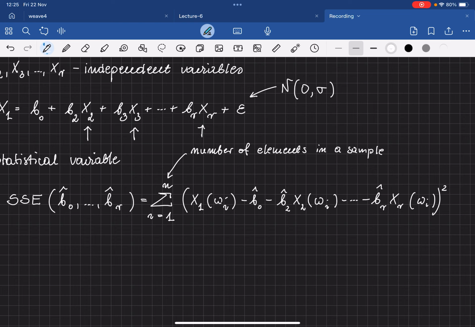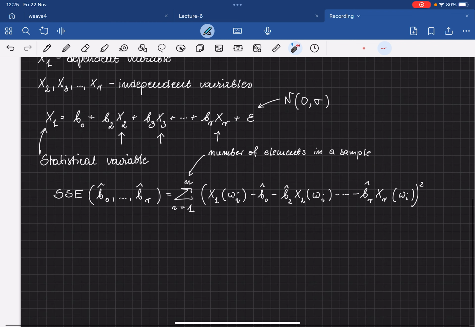So this is a quadratic function of variables B0 up to BR. When we want to find the minimal value of this function, we have to calculate differentials with respect to variables, and then assume that those differentials are 0. We get a set of equations from which we are able to determine formulae for this point where the minimum is realized.